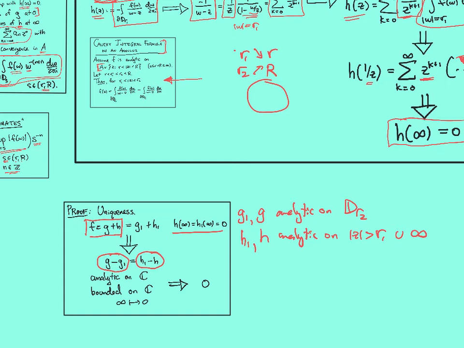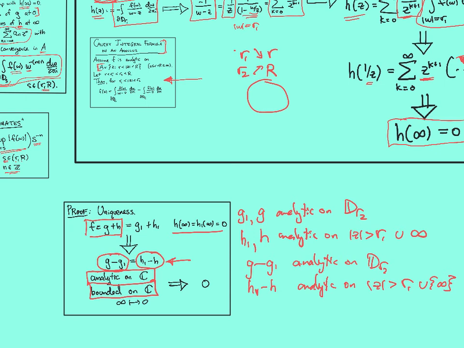And now G minus G1 is analytic on this disk of radius R2, H1 minus H is analytic on Z bigger than R1, but they're equal. So this function is analytic on all of C, but it has to be bounded on all of C, basically because it's analytic at infinity too. Why is that? Well, on a compact disk, it'll be bounded by continuity, but then I can examine its values for large modulus of Z and bound them because it's analytic at infinity.